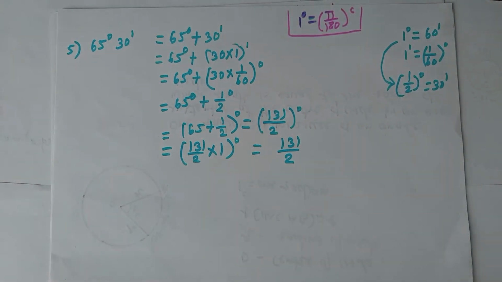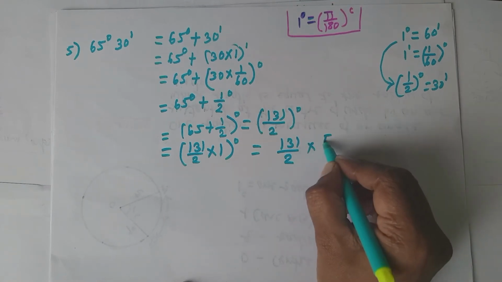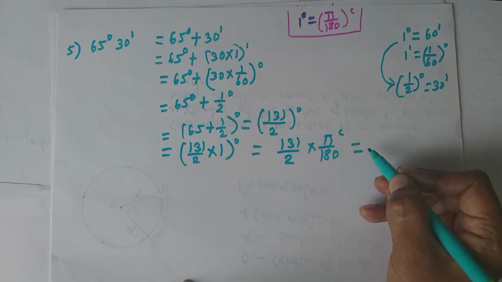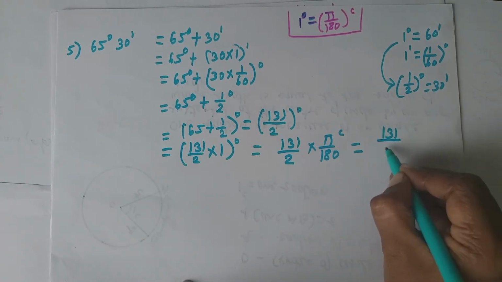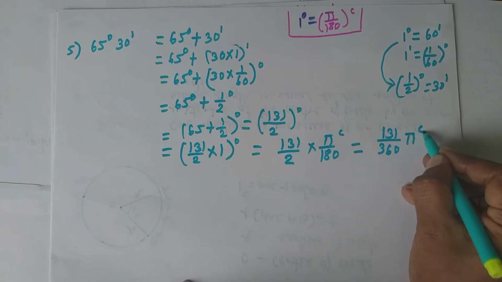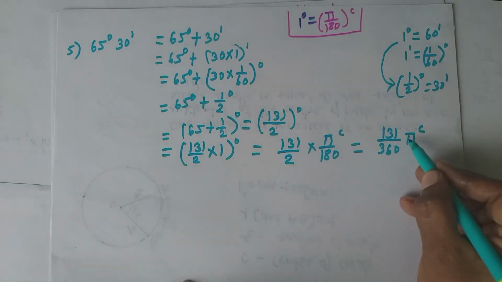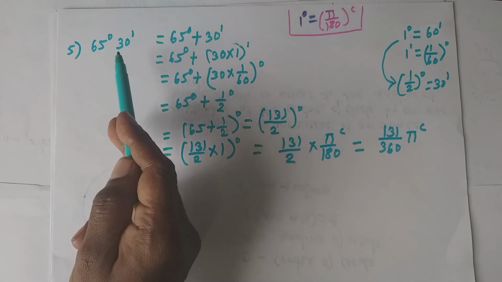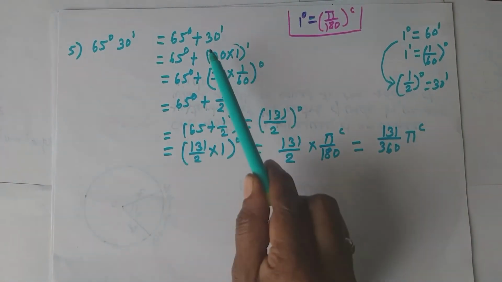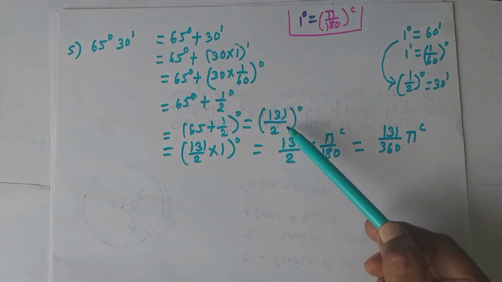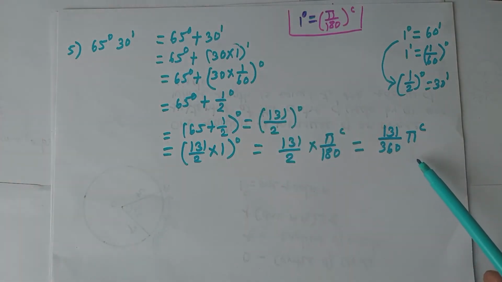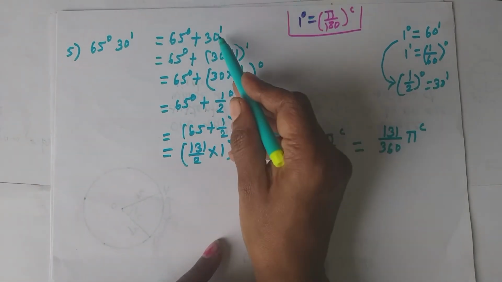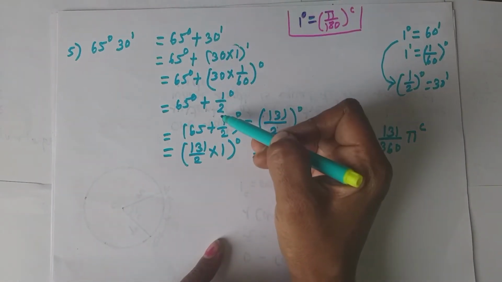Now keep the value of 1 degree, that is pi divided by 180, and the angle will be converted into radians, and that is 131 divided by 360 pi radians. In this way, if the angle is given in degree and minute, then first you have to convert that minute into degree, and then we have to convert that degree angle into radians. Means here a few steps we have to do. You do these 2 steps, or directly from this formula you keep the value of 30 minute as half degree.